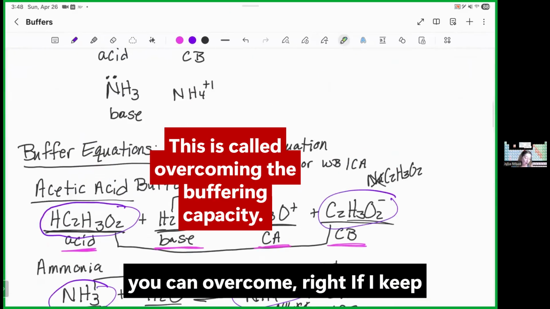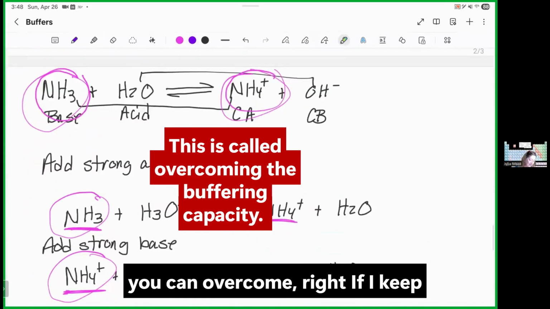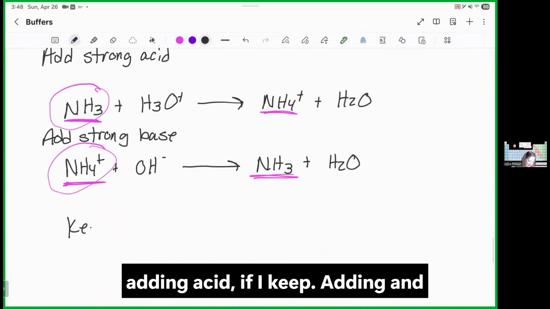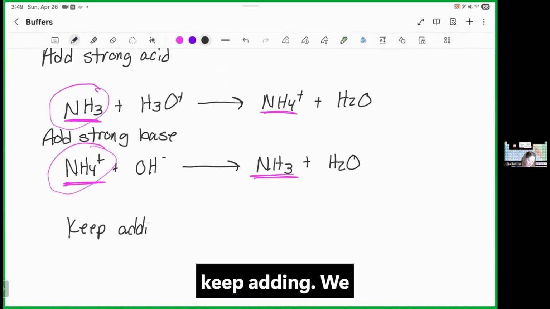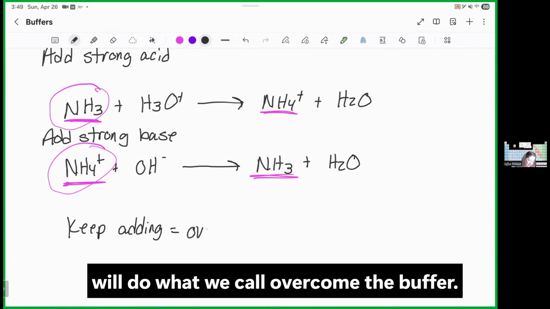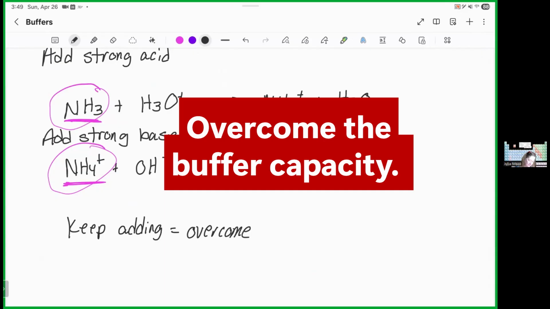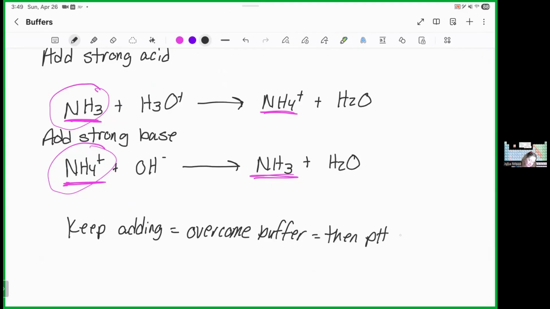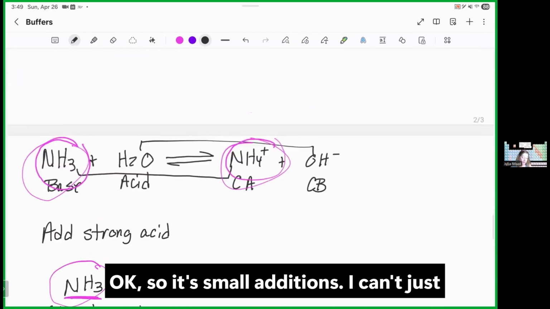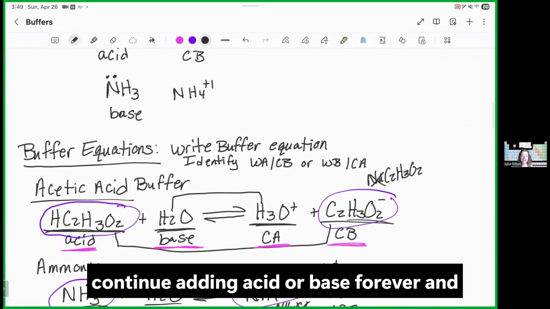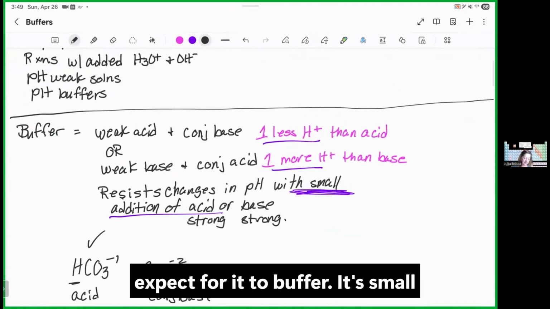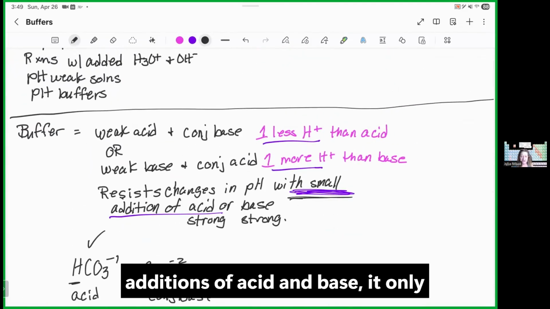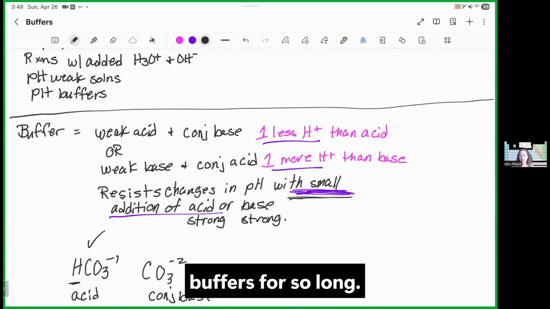Okay, so you can overcome, right? If I keep adding acid, if I keep adding and keep adding, we will do what we call overcome the buffer. And then your pH will change. Okay, so it's small additions. I can't just continue adding acid or base forever and expect for it to buffer. It's small additions of acid and base. It only buffers for so long.